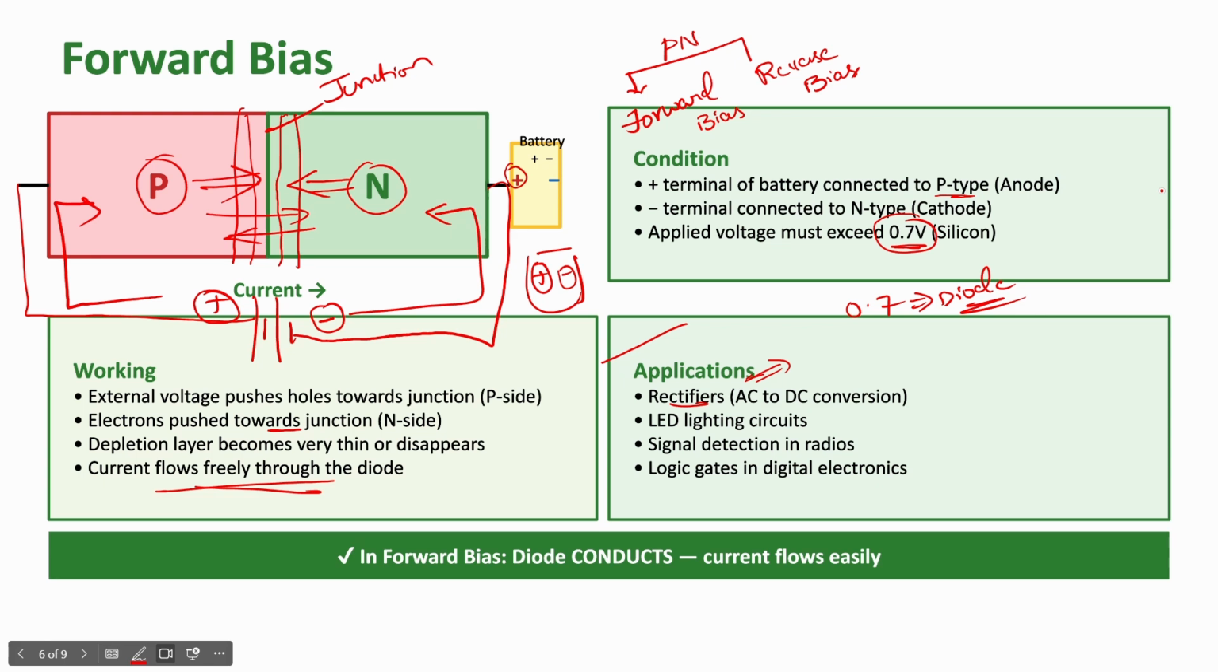Signal detection in radios: in radios, we tune the signals, so for signal detection we use this PN junction. Logic gates in digital electronics. All these are the applications of the PN junction in the forward bias case. In reverse bias, the applications will be different, so don't confuse the two.